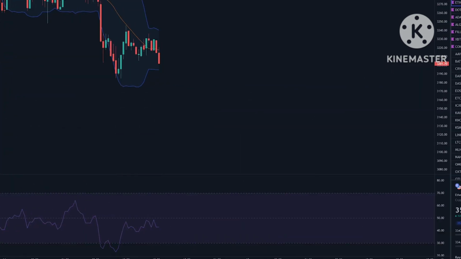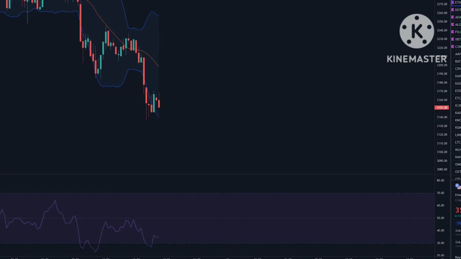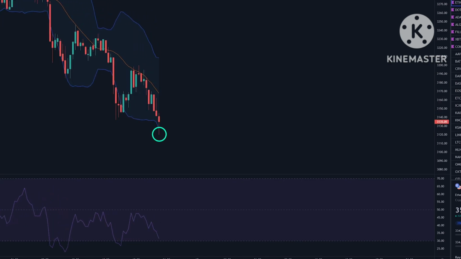that works like absolute magic. Here you can see the price starts to drop to the lower Bollinger Band and then reverses. The next time it comes down, it makes a new lower low from the previous low, but something interesting is happening. The RSI made a higher low. So we have price making a lower low, but the RSI is making a higher low.